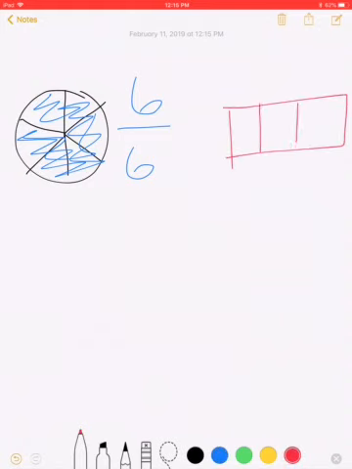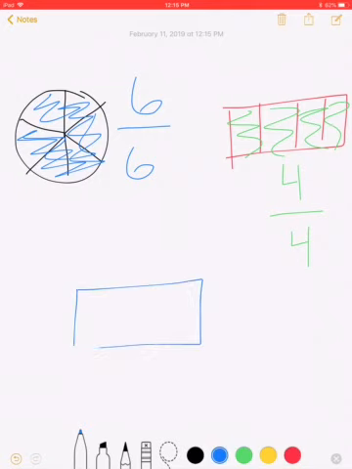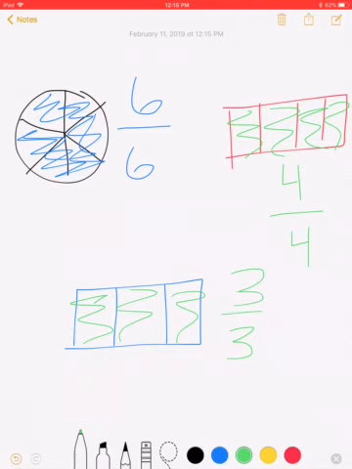Looking at another one, this one I have 4ths and I have all 4 shaded. And then lastly, let's do thirds. So my denominator is going to be 3. I'm going to shade in all 3. All of these fractions are examples of fractions that are equal to 1.